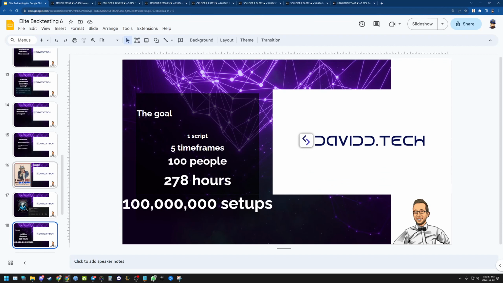The goal of the group. Well, as you know, the goal of the group would be to have one Daviddtech script, optimized on 5 time frames, and with 100 people spending 278 hours, you are generally looking at about 100 million setups, which is great. And within that kind of number, I'm 100% sure there are going to be some profitable ones.